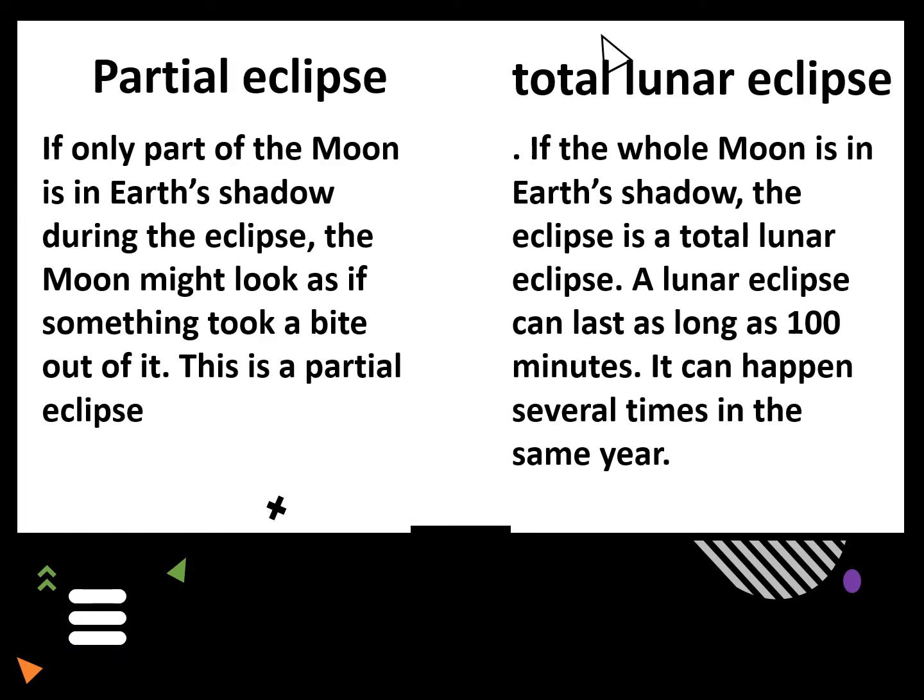But in a total lunar eclipse, if the whole moon is in Earth's shadow, the eclipse is a total lunar eclipse. A lunar eclipse can last as long as 100 minutes. It can happen several times in the same year.